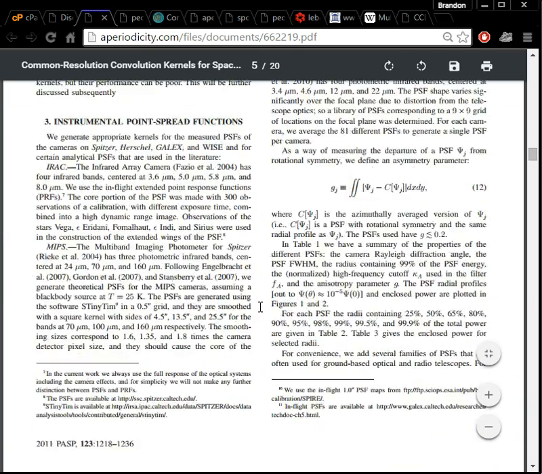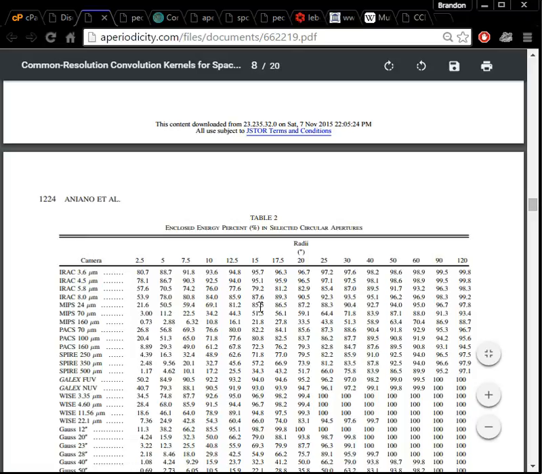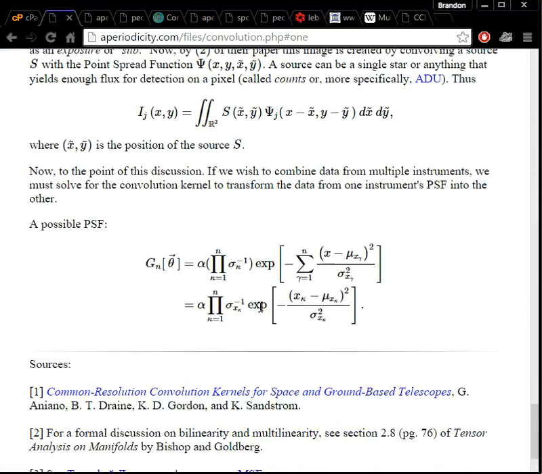And I'll post a link to this paper as well, and you can see the results. They're really quite fascinating. And that's about it.